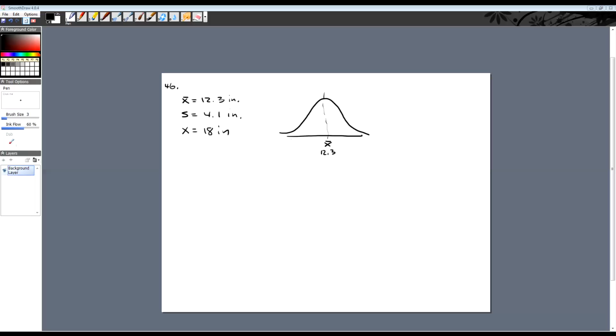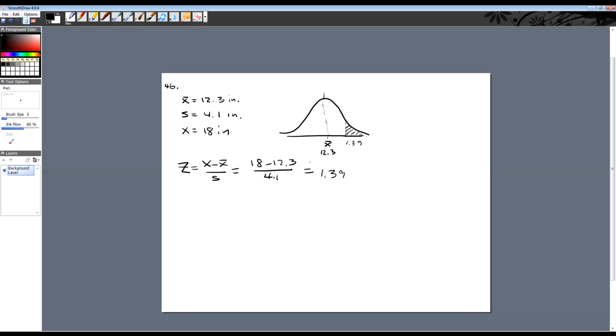Okay. So our z-score for this, x minus x bar over s, is 18 minus 12.3 divided by 4.1. 18 minus 12.3 divided by 4.1 is a z-score of 1.39. So they want to know what's the probability of fish caught that will be longer than 18 inches. The z-score is going to be 1.39. And longer than that means in this area of the curve.